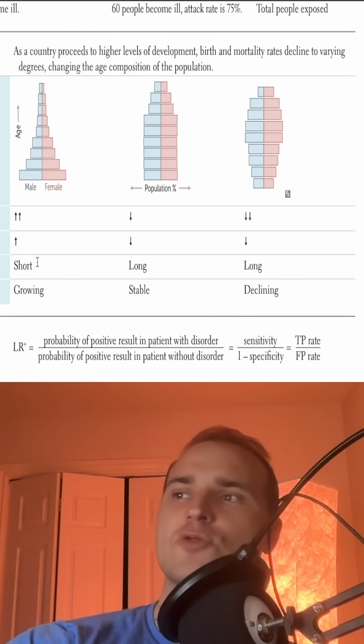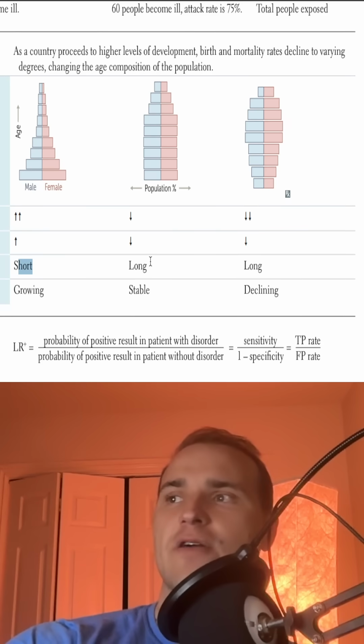Life expectancy is short over here. Check this out. You're only like 15 years old, boom, you die. Here, life expectancy is a little bit longer. Look at that. You're still alive over here. Your life expectancy is a little bit longer here. Look at that. You're alive.